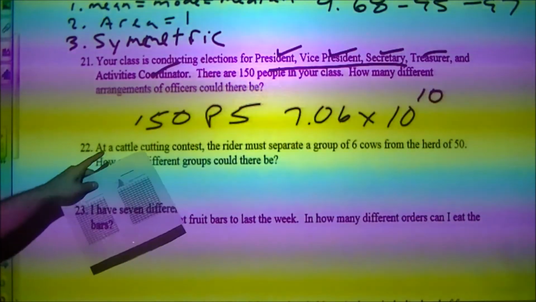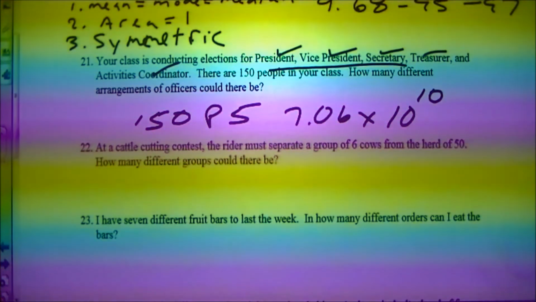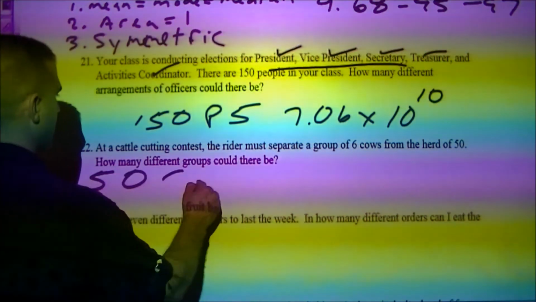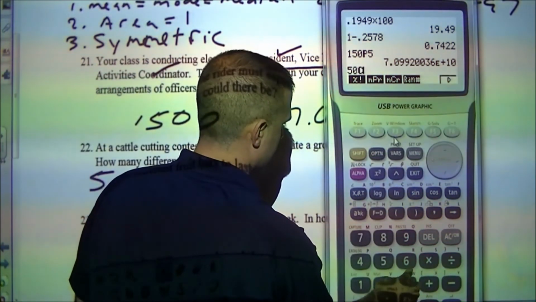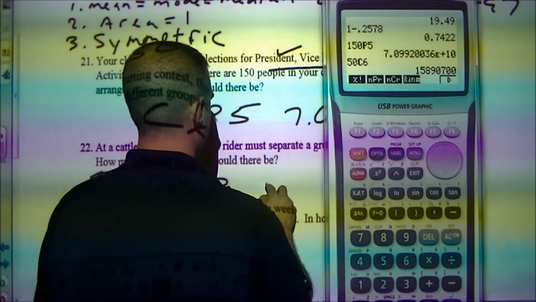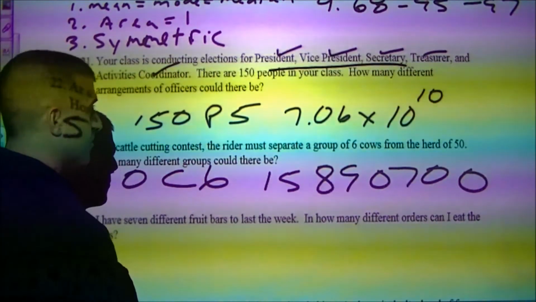At a cattle cutting contest, the rider must separate cows into groups of 6 cows from a herd of 50. How many groups could that be? That's going to be 50 C6. That's going to be 15,890,700. I believe that's what that number said.